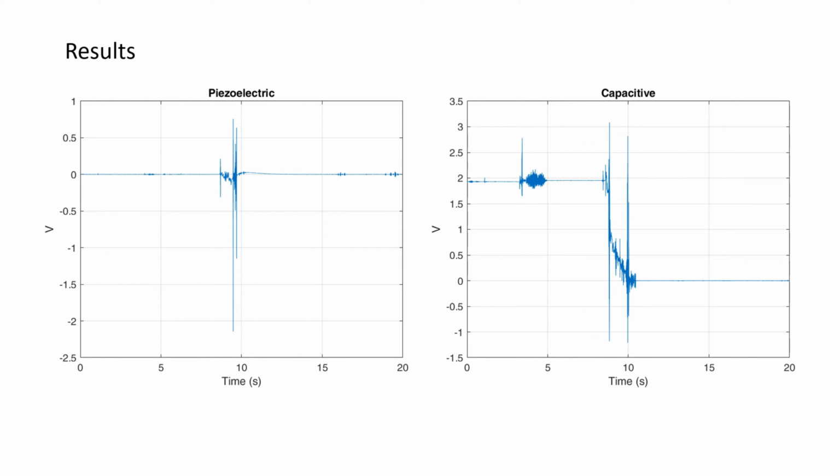So we looked at the piezoelectric accelerometer and we looked at the capacitive accelerometer. With the piezoelectric, we start off at 0 and end up at 0. So of course, this is indicative that we can't measure static acceleration. And there's a little bit of motion here in the middle. This is because I was trying to flip the accelerometer on its head.